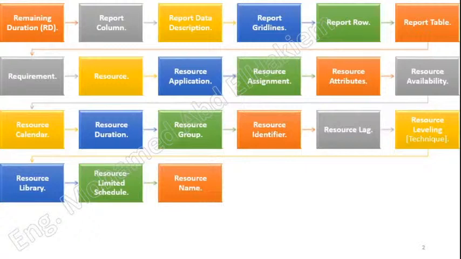The resource limited schedule total float is determined by calculating the difference between the critical path method late finish date and the resource limited scheduled finish date. Sometimes called resource constrained schedule. Resource name. A short phrase or label for each resource used in conjunction with a resource identifier to differentiate that resource from other resources. The resource name normally differentiates a resource by type, role, or individual.